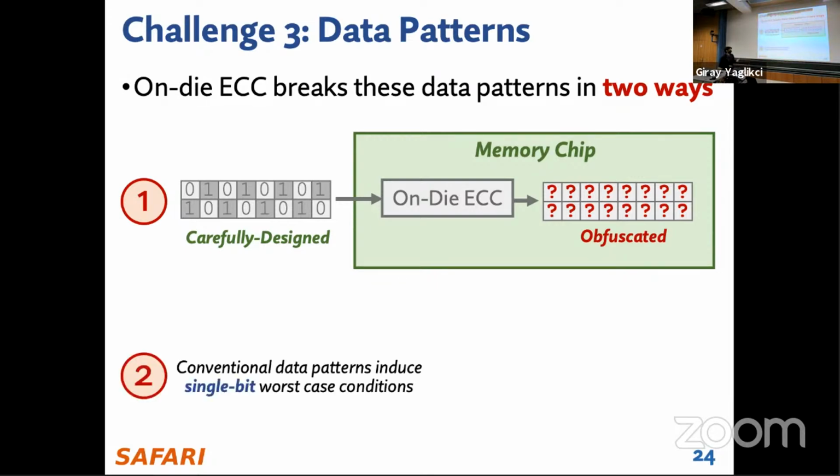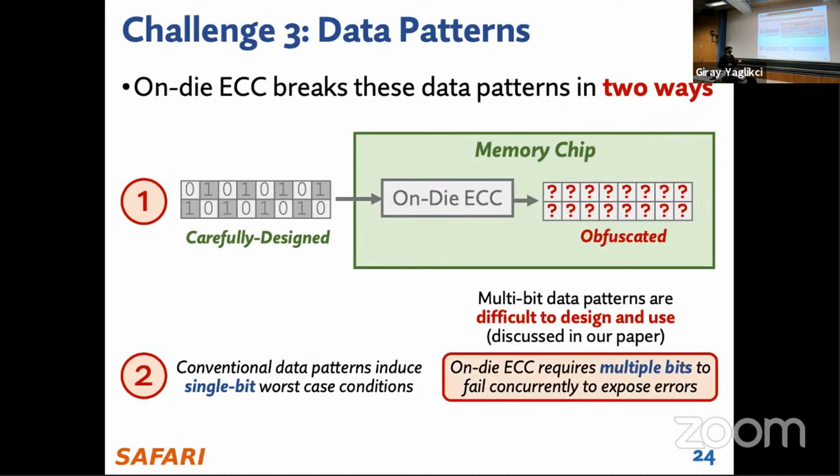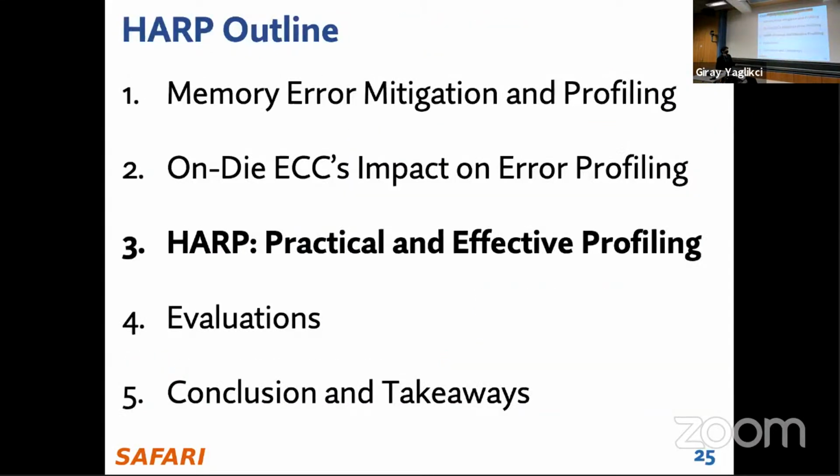The second problem is that these types of patterns typically induce single bit worst case conditions, because we're looking at an individual bit and its neighborhood and doing the worst case for that. The problem is that with on-die ECC, multiple bits need to fail at once in order to cause a particular indirect error to occur. So the worst case pattern needs to consider all of the bits in an entire ECC word. And multi-bit data patterns in general are very difficult to design and use. We discussed that a little bit more in our paper and mentioned some prior works that deal with it. Okay, so we've talked about these three challenges. Now let's talk about HARP, which tries to overcome these three challenges.